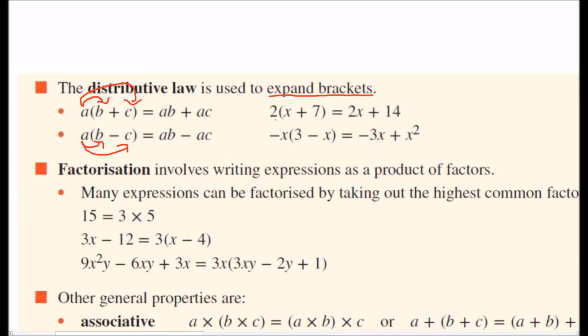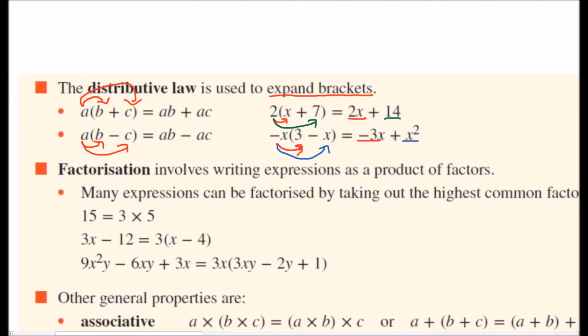So for this one, it's going to be 2 times x plus 2 times 7. So 2 times x becomes 2x, and then 2 times 7 becomes 14. I might use a bit of color to make sense of that. So 2 times x, you get 2x, and for 2 times 7, you get 14. Another example down there: negative x times 3 will give you negative 3x. And negative x times negative x gives you a positive x squared.